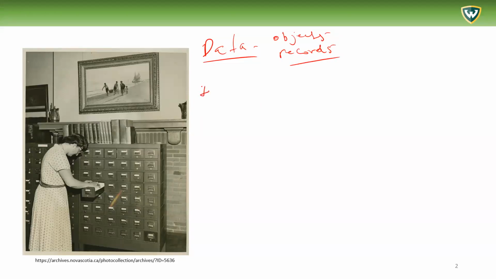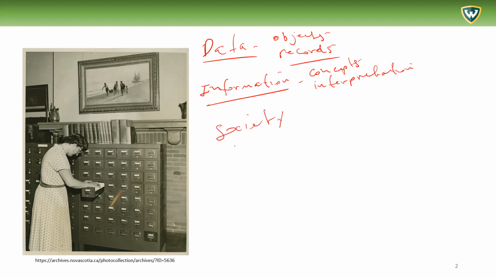And what is information? Well, information is the interpretation, the concept, the knowledge, the understanding. And well, what is society? Society is the social system. I don't like defining things with the same similar word, but just one word in social systems. What else is society? What is a society to you?